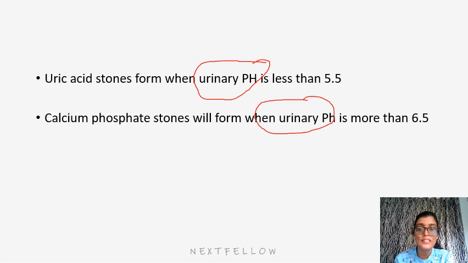One of the important organisms which goes with increased pH, and it's a very important MCQ, is the Proteus organism, Proteus mirabilis. So Proteus grows in case of alkaline pH and it is a very important risk factor for formation of triple phosphate stones, also known as struvite stones.